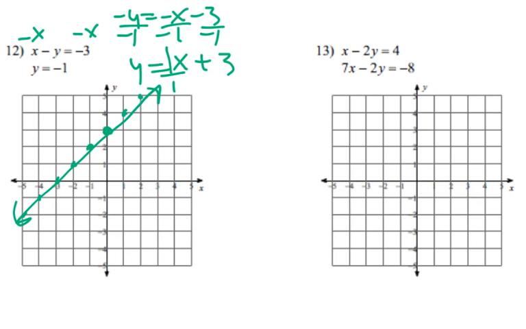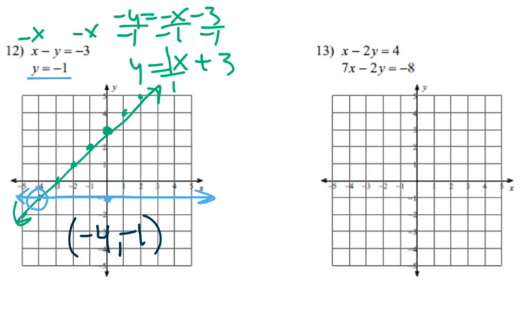Okay, second one, y equals negative 1. Now there's no x here. When there's no x, you go to the y value of negative 1, and you draw a horizontal line. So where do they meet? Right there at negative 4, negative 1.